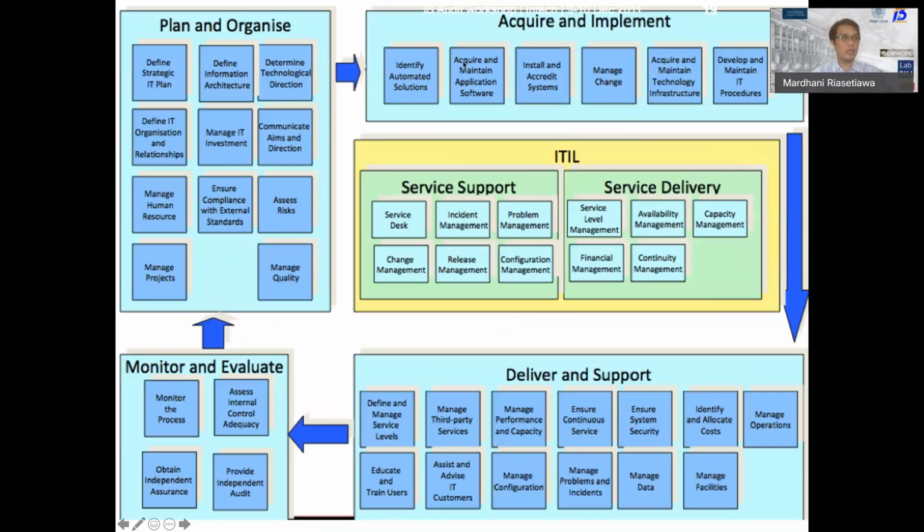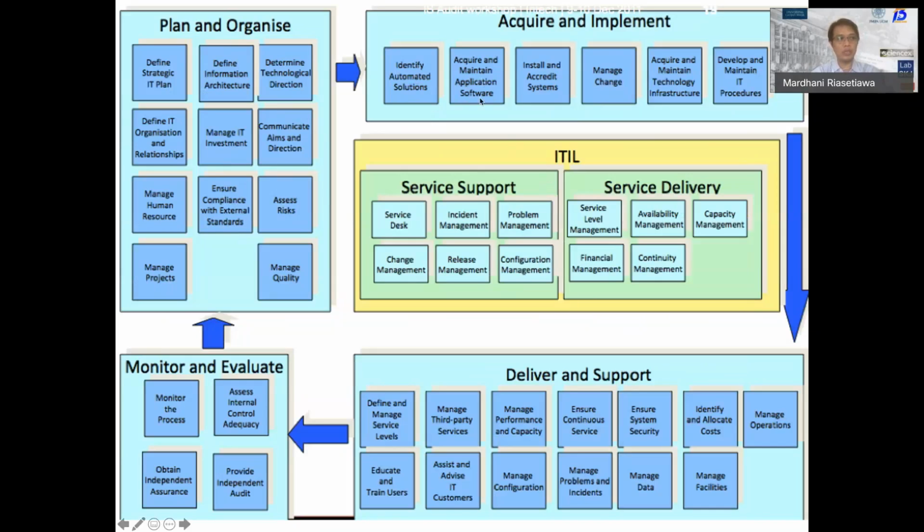And then the second process is acquire and implement. This is mostly about how the organization builds and implements the IT solution that they need to support the business. They not only develop the solution, but before they develop it, they need identification of automated solutions. So they don't just develop, but also compare or benchmark the existing solutions in the industry. For example, based on cost, is it better to buy or to invest in our own development? They need to analyze this in this process.